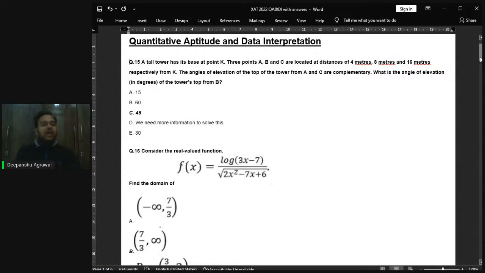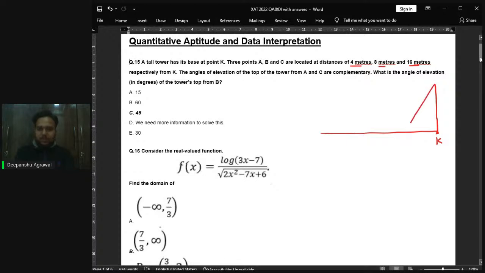a tall tower has its base at point K. Okay, so there's a tall tower. This is a question of heights and distance. This tall tower has a base at point K. Now, 3 points A, B, C are located at 4 meters, 8 meters, and 16 meters, respectively, from K. So, let's draw a line. Let's draw a line parallel to the ground.